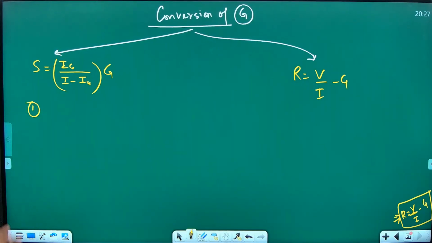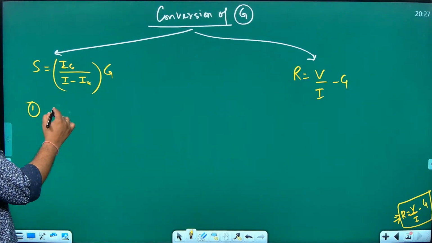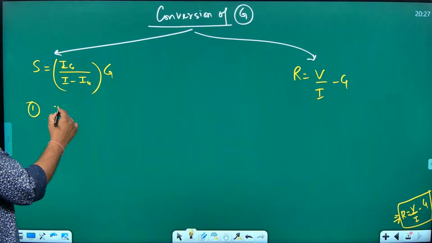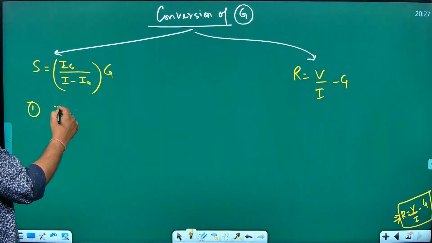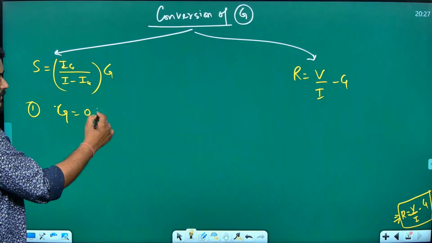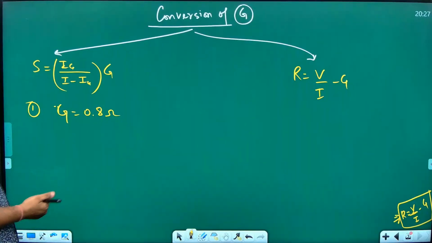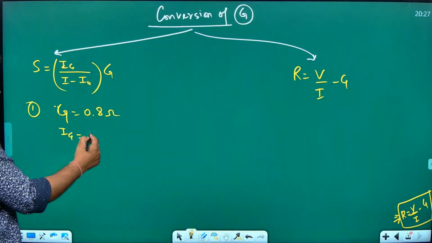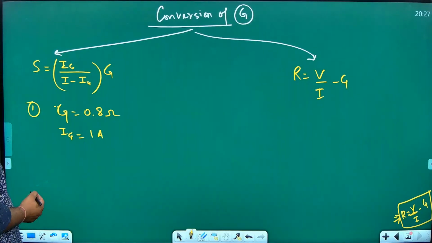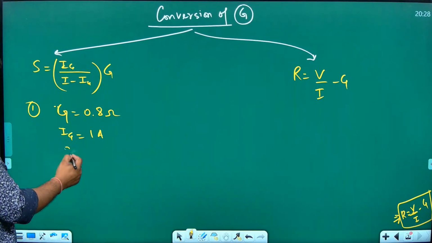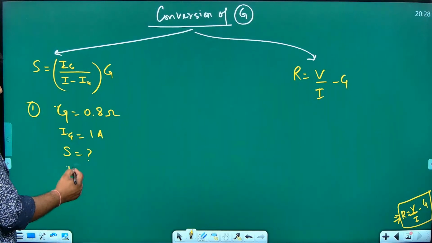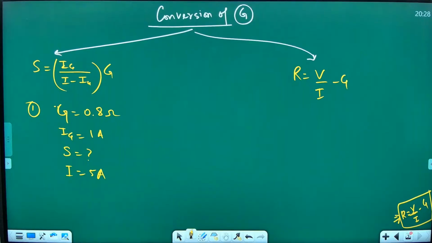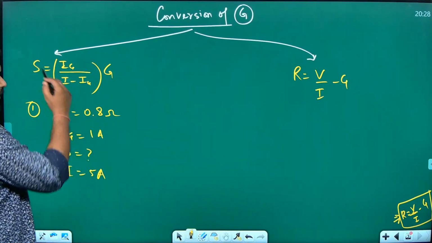Can you tell me what are the data given, Shweta? What are the things that were given? G is 0.8 ohm, then? So Ig is given as 1 ampere. Okay. So they want to make it measure up to 5 ampere. What is shunt required? Everything is given. The formula you have to use is S.